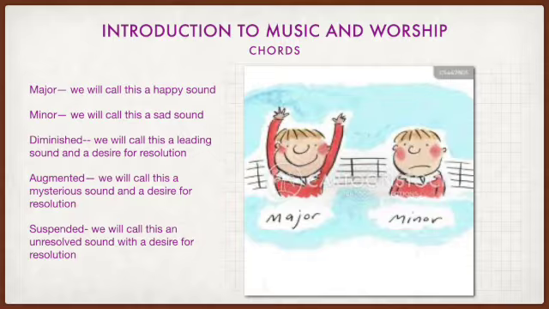And then finally, we're going to look at the suspended sound or the suspended chord. And there are 2 types of them. There's the 1-4-5 suspended. And there's the 1-2-5. And they want to resolve to a major or to a minor chord. Major, minor, diminished, augmented, and suspended. With these 5 types of chords, we can create any kind of emotion that anyone can feel.